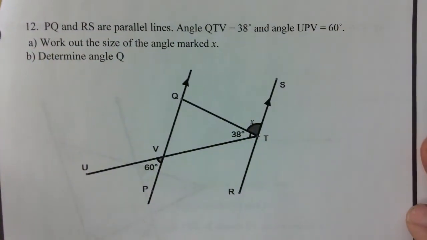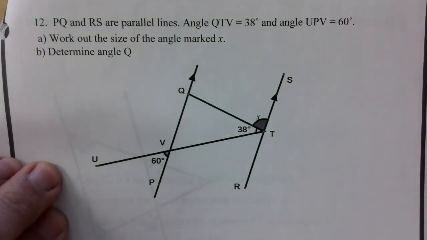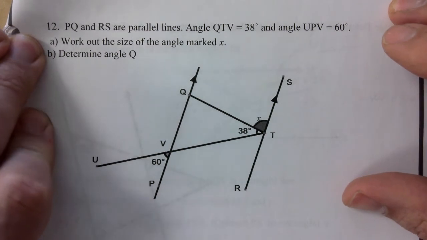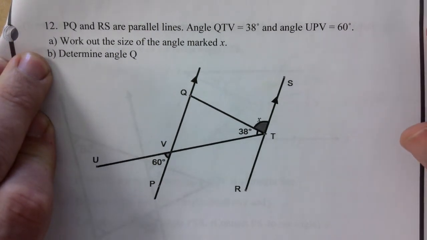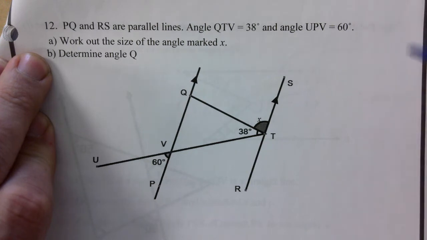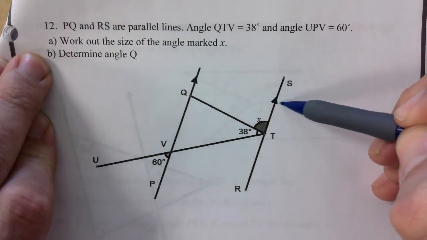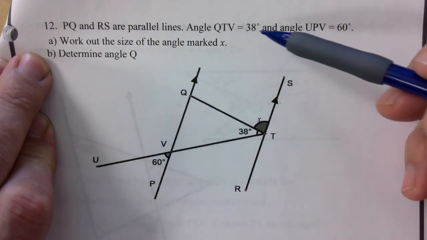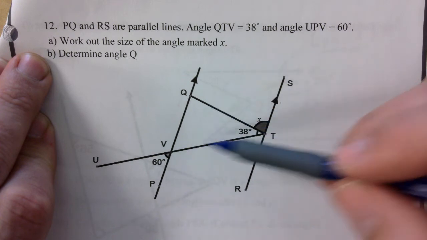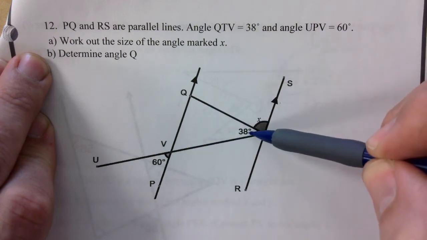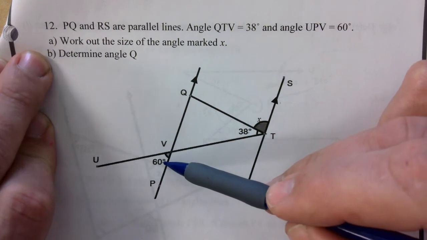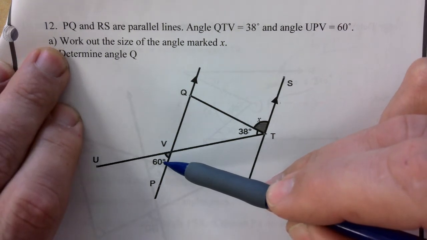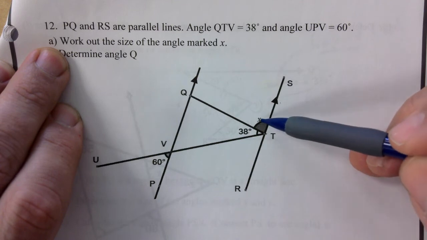I'm looking at page 29, question 12. PQ and RS are parallel. We know that because they're telling us and by the markings. So these are our parallel lines here. Angle QTV is 38, so they already marked it in there. Angle UPV is 60. Work out the size of the angle marked with X. So they want this one here.